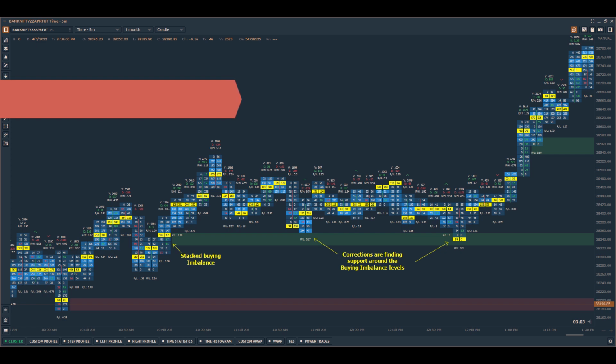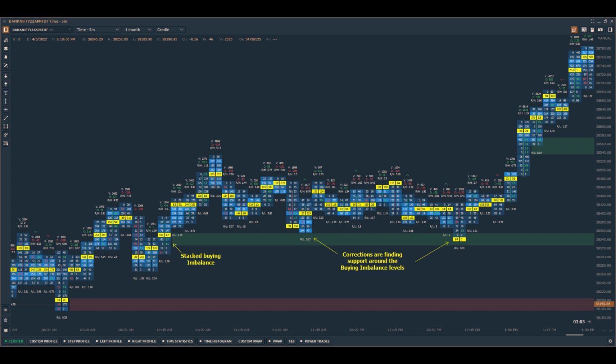Stacked imbalances occur when there are more than 3 buying or selling imbalances. More often, these stacked imbalances indicate a new trend and also act as strong support or resistance levels. If a stacked buying imbalance occurs after forming a low, this can be a potential reversal of the trend, and the market is likely to go higher. Any corrections closer to the buying imbalance levels can act as a strong support.